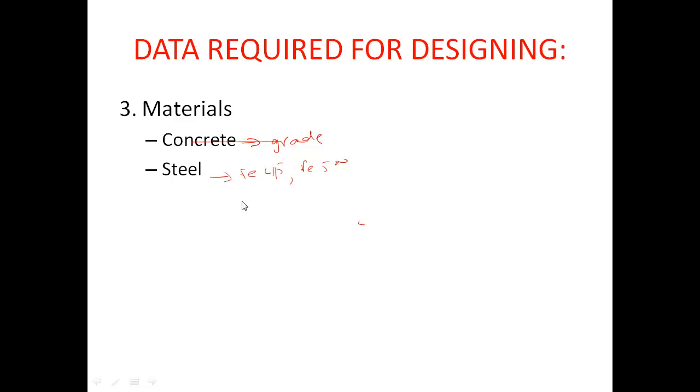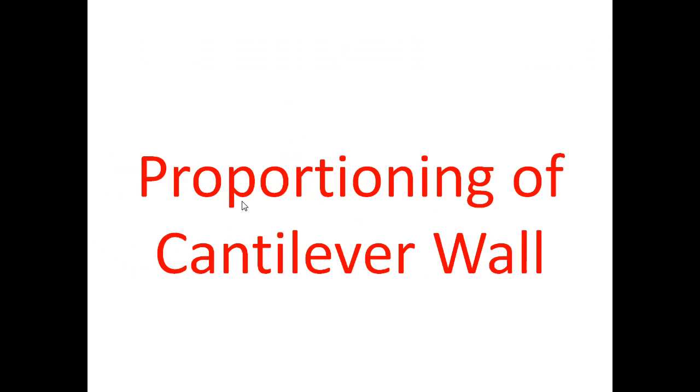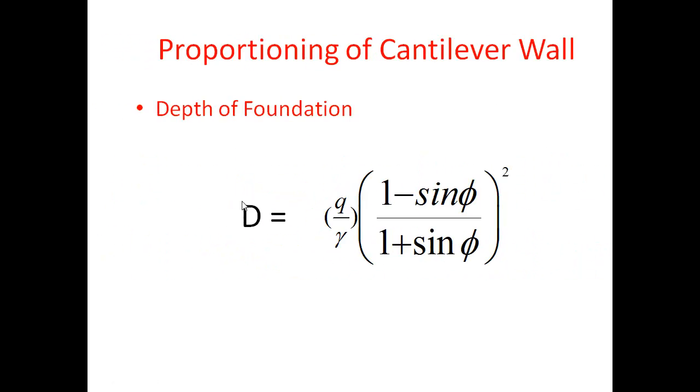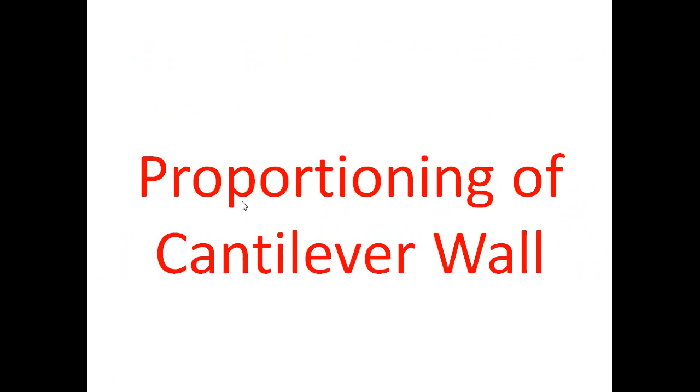Now our next step is the proportioning of the retaining wall. I have already told you that first we have to check the external stability. Before checking the external stability, initially we have to check some initial sizes of the retaining wall, meaning the size of the stem and the size of the slab, and we will check whether it is externally stable or not. Once we find it is externally stable, then we go for the internal stability check. And if it is not internally stable, then we have to provide reinforcement.